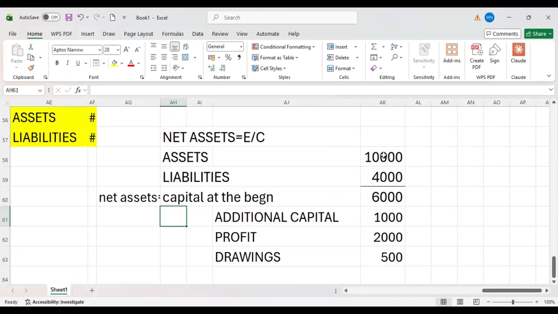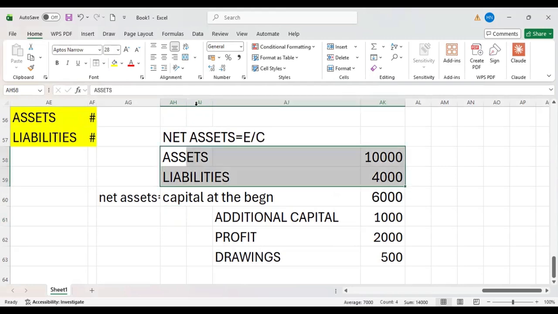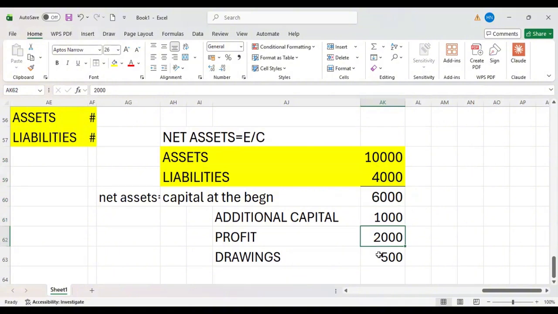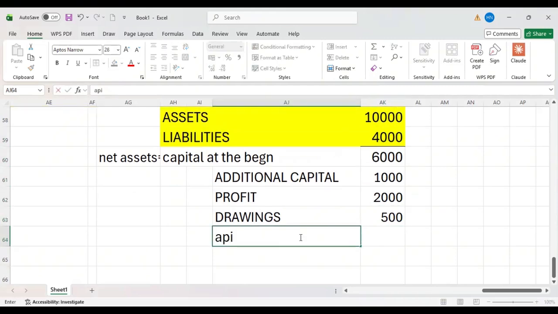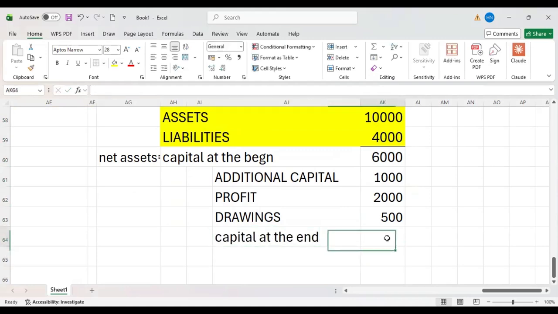So this is our net assets. You find this, you can use it to get your capital. You add your profits, you add your additional capital, subtract your drawings, and then you get your capital at the end. Are we okay? Any question? So what's the answer? Sandra, what's the answer? Yeah, Madam, 8,500.